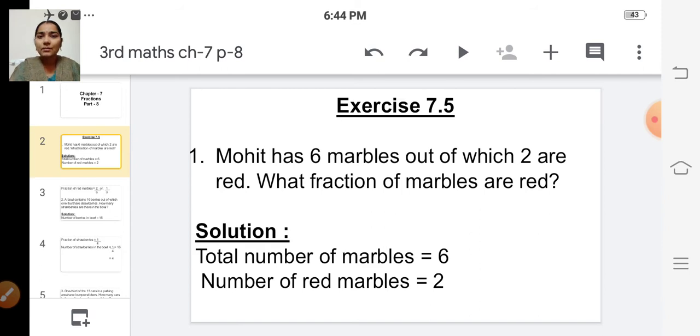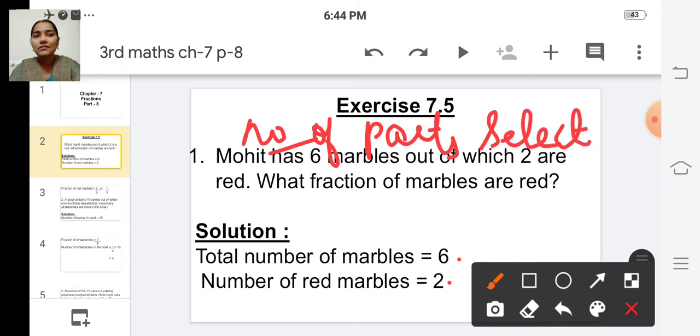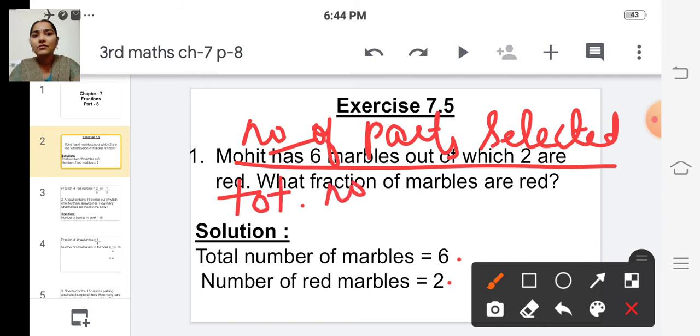So here total number of marbles is 6 and number of marbles that are in red color is 2. See the solution. So what is the format? Number of parts selected by total number of equal parts.